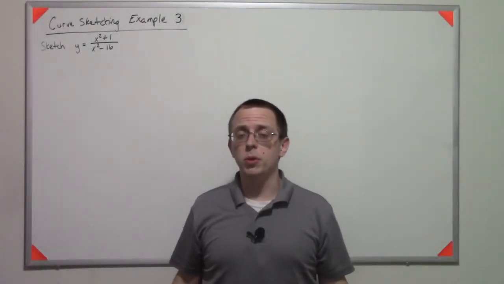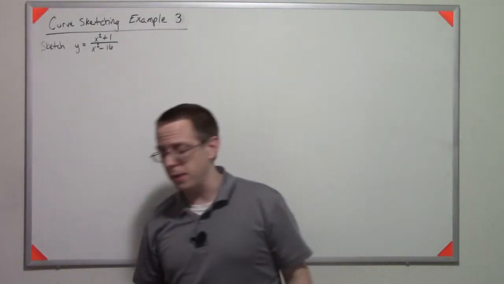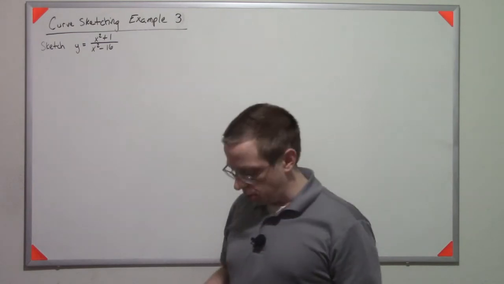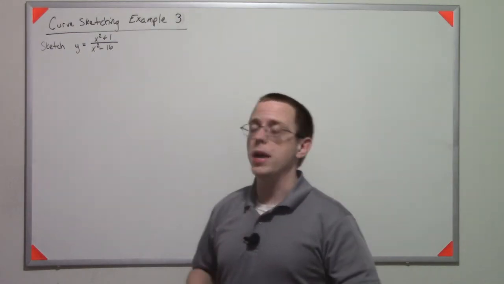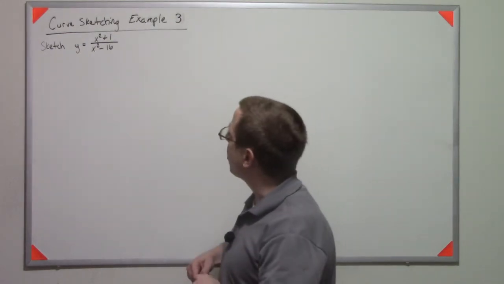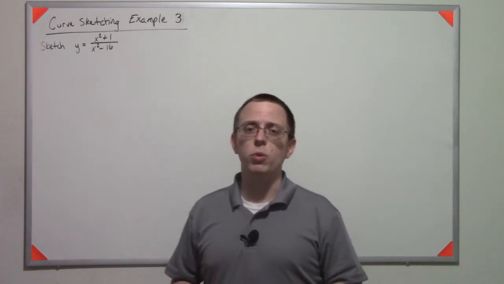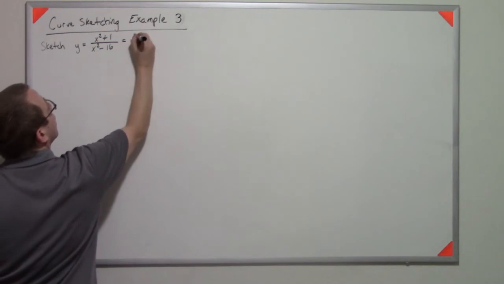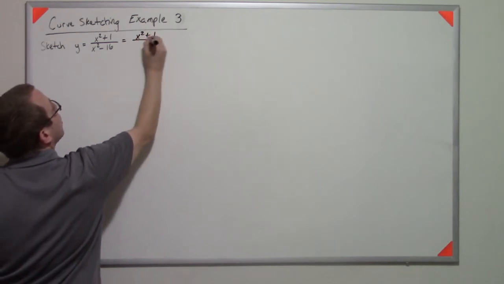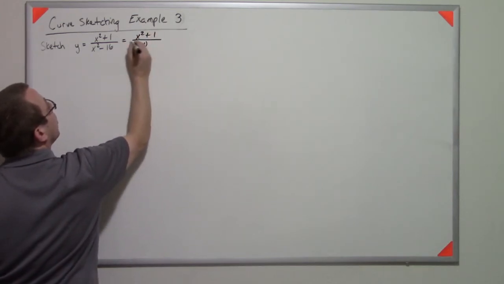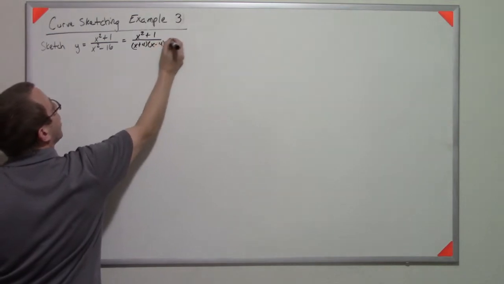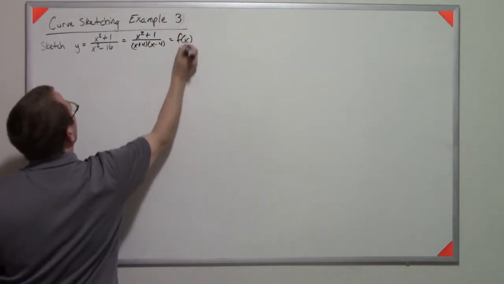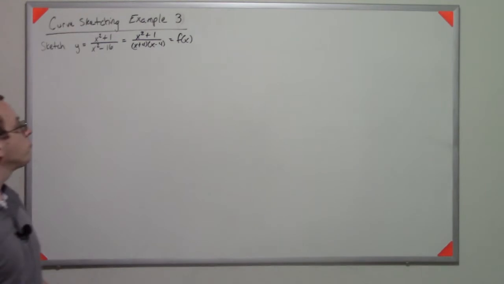Let's do another example of curve sketching following our 10 steps. First one again is to identify the domain and the range. For this particular problem, it might be helpful to rewrite it as x squared plus 1 over x plus 4, x minus 4.